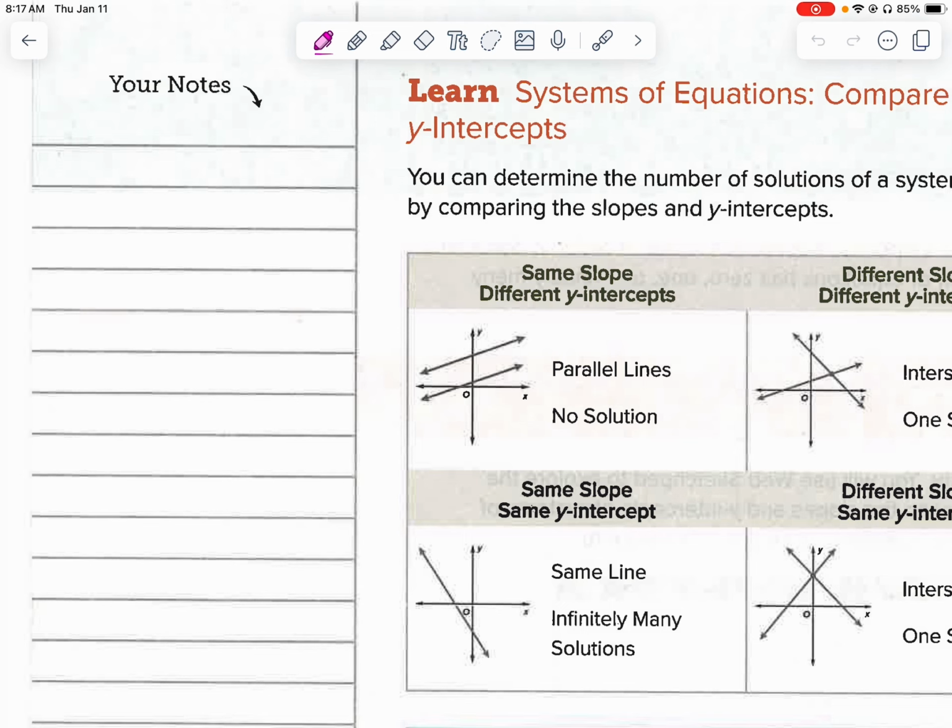I'm going to write this over here first. We can either have one solution, we can have no solution, or we can have infinite solutions. Okay, those are the different types of solutions that we can have. Okay, so we're going to look over here.